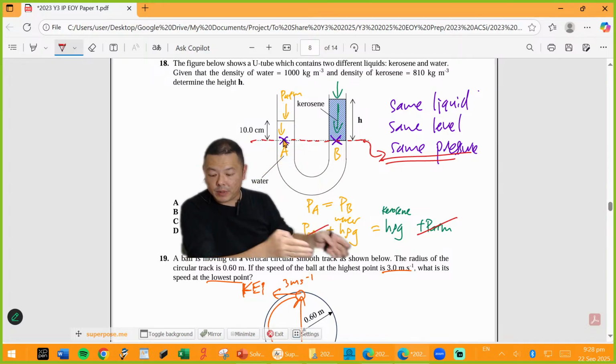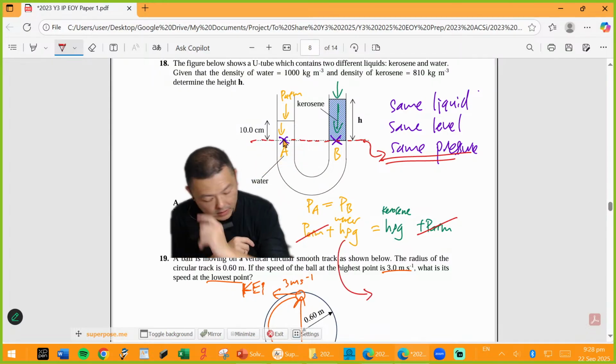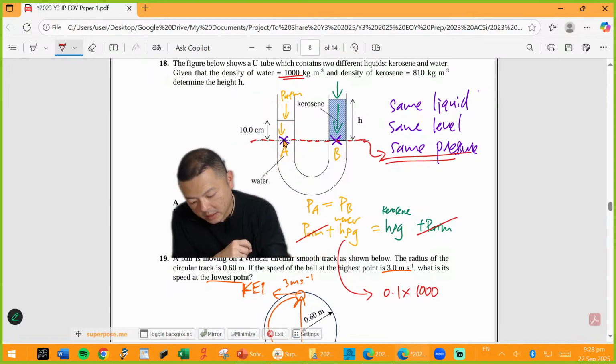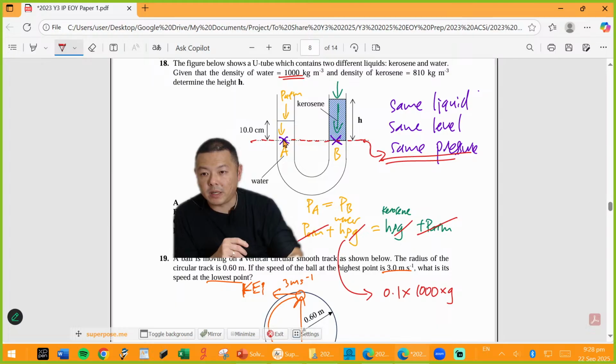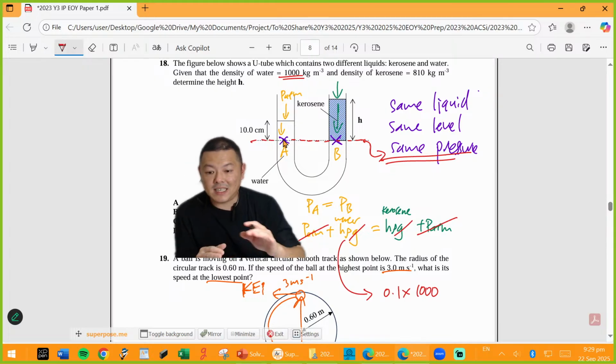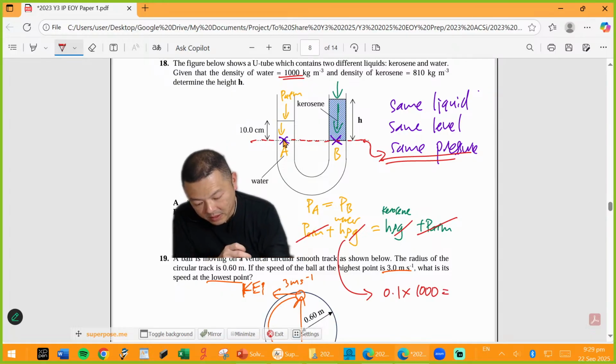So now we start filling in the numbers. I use the next row. This is 10 cm, which is 0.1 meters, times density 1000, because they gave me 1000. That's the density of water. I use 1000, this is water, and times G, which will cancel off. Actually, it cancels off, so I don't need to bother about G anymore. So it's H rho of water equals H rho of kerosene. We are just working it out. So H rho equals H rho. Down here, this is H times 810. All right, so there you go.